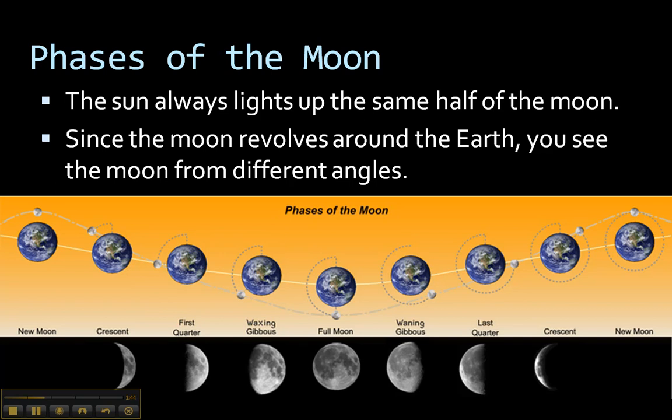The sun always lights up the same half of the moon. Since the moon revolves around the Earth, you see the moon from different angles. The phases of the moon you see depends on how much the sunlit side of the moon faces the Earth. Take a moment to study the picture. Compare the phases of the moon with where the moon is in relation to Earth's surface. The sun is shining from the top of the diagram.